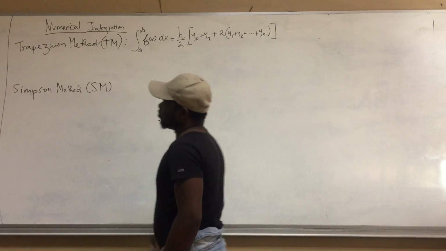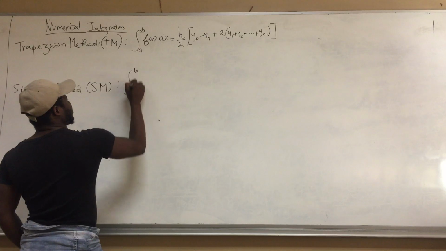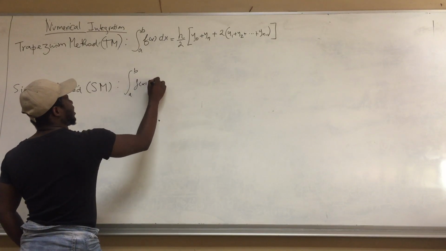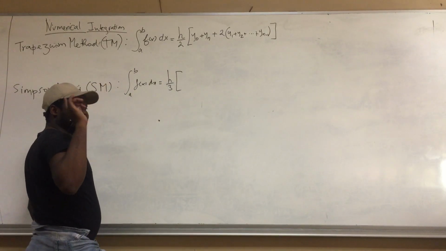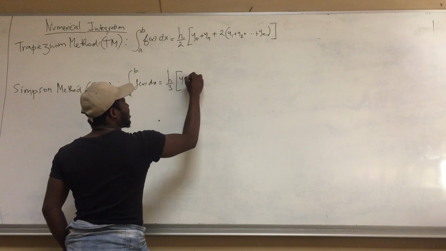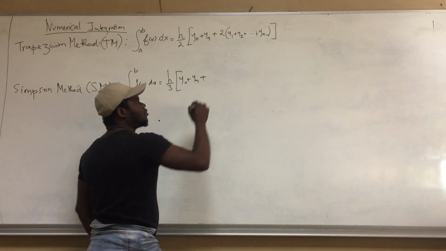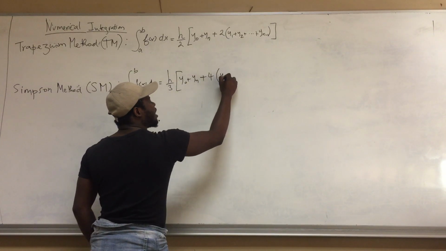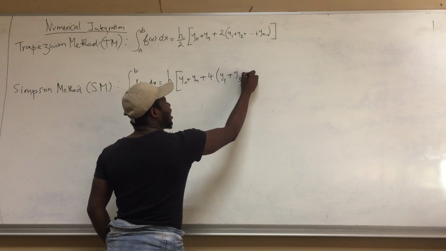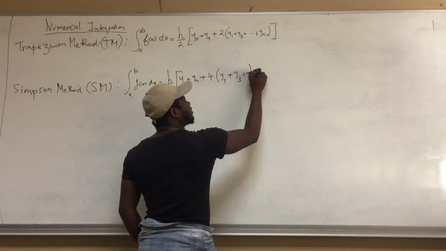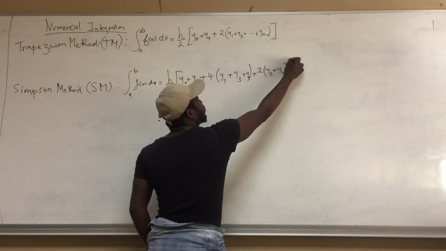The second one, Simpson, says when you have the integral of this function dx, it gives you h divided by 3, then y0 plus yn, which is the same as the previous one, plus 4 times y1 plus y3 plus y5, then plus 2 times y2 plus y4, then you close your bracket.